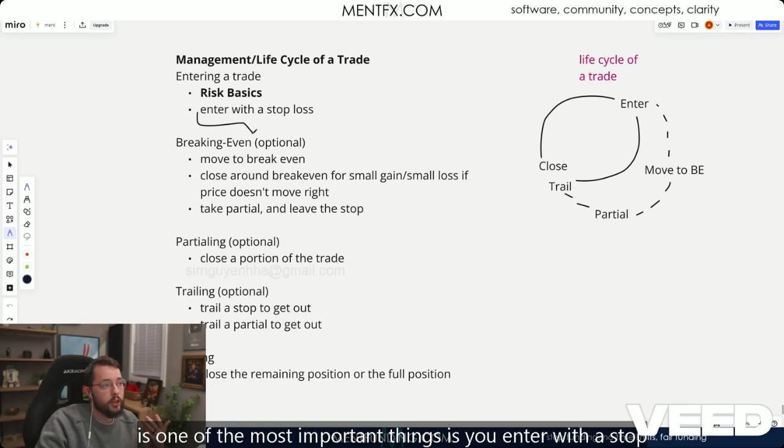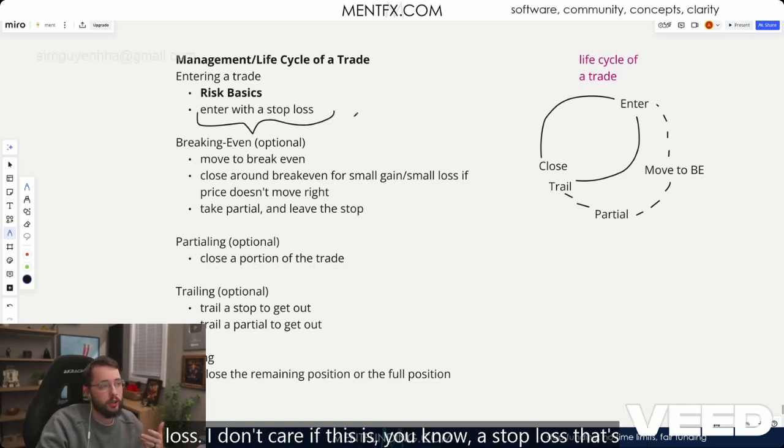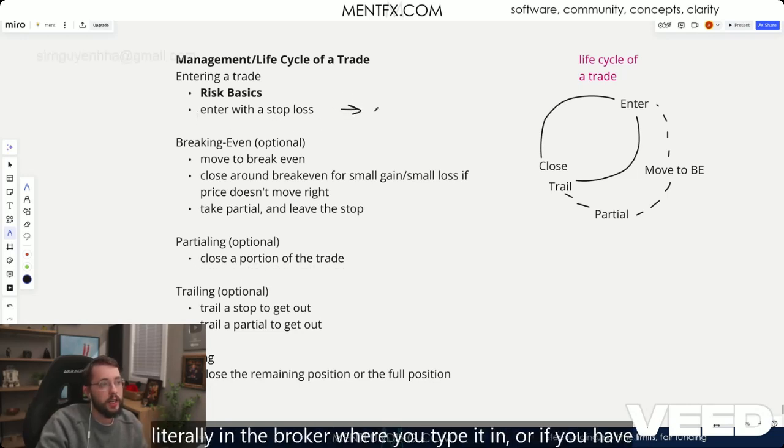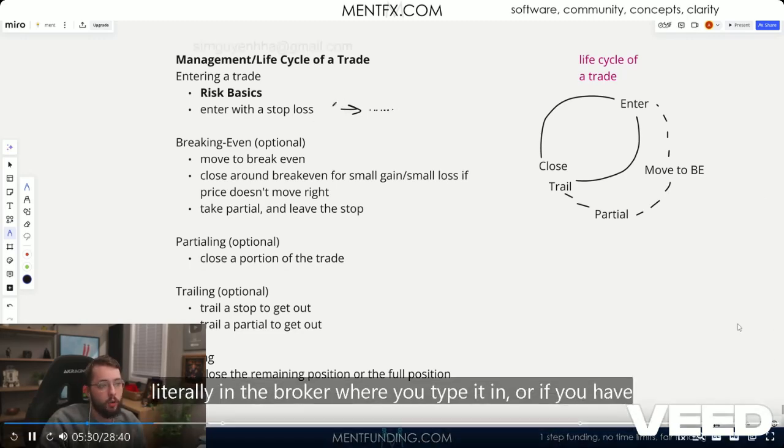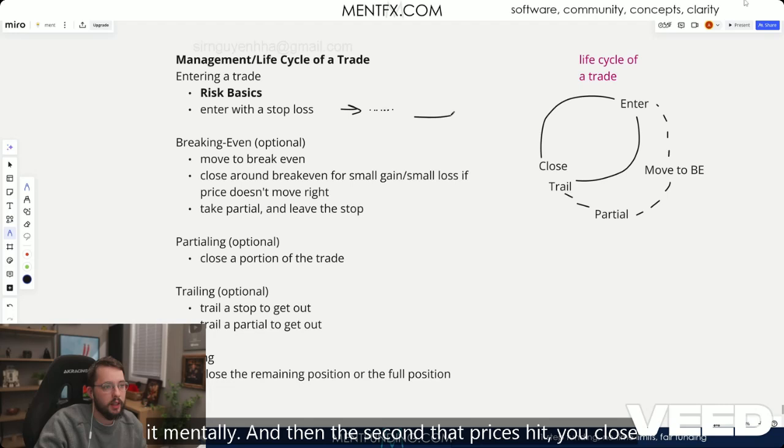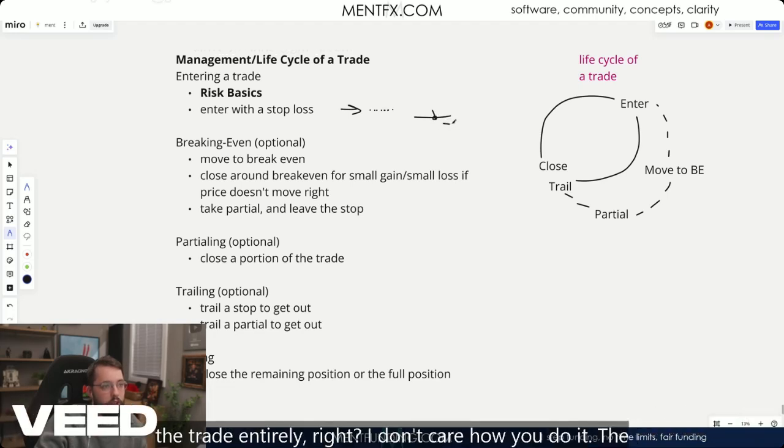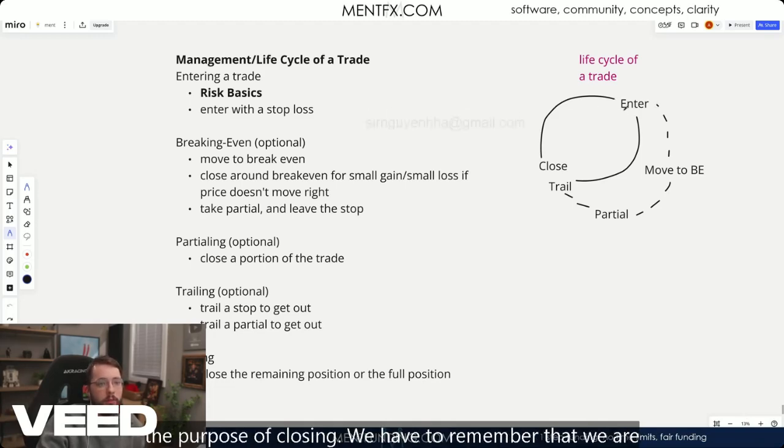Most importantly, and I wrote this here because it's one of the most important things, you enter with a stop loss. I don't care if this is a stop loss that's literally in the broker where you type it in, or if you have it mentally and the second that price hits, you close the trade entirely, right? I don't care how you do it. The point is that when we enter a trade, we are entering for the purpose of closing. We have to remember that.